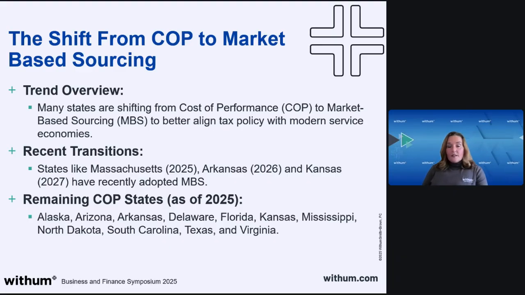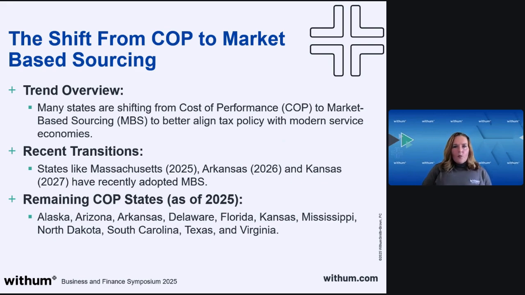First, let me just discuss, there are several that are switching over. Massachusetts was 2025, Arkansas 2026, and Kansas is 2027. So they are moving. And back in the old days, I like to tell my kids, back in the 1900s, before the internet and when businesses were brick and mortar, it made sense to determine the connection to a state based on property, payroll, and sales in a state. They were cost of performance, and now business has changed with the internet. States are wanting to get a piece of the action from internet and online sales and services that are being provided across state lines.